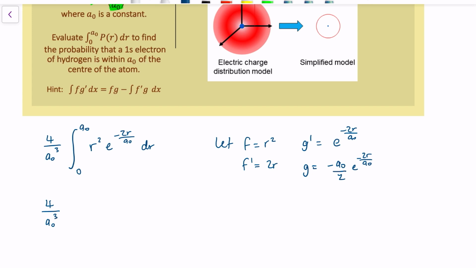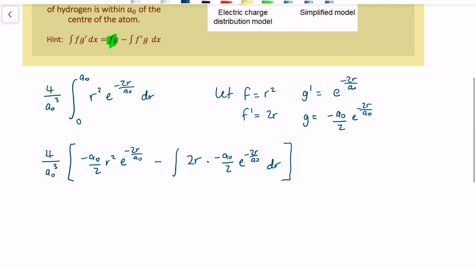Let's just not worry about the limits for now, but we've got 4 over a0 cubed multiplied by fg. The first part of the integration by parts formula, fg, is going to be negative a0 over 2 r squared e to the minus 2r over a0, minus a new integral, and the integral here is f dash g, which is 2r multiplied by negative a0 over 2 e to the minus 2r over a0.